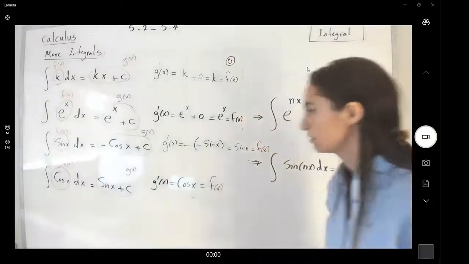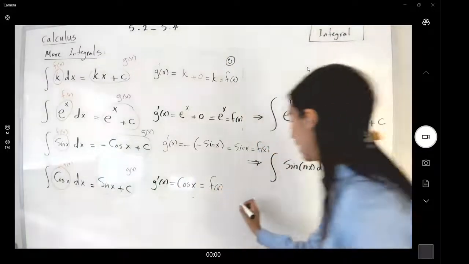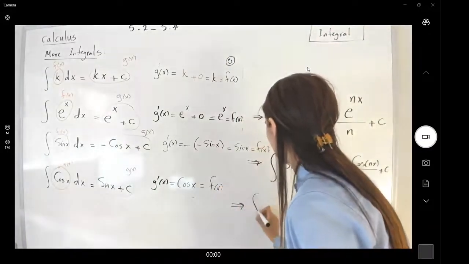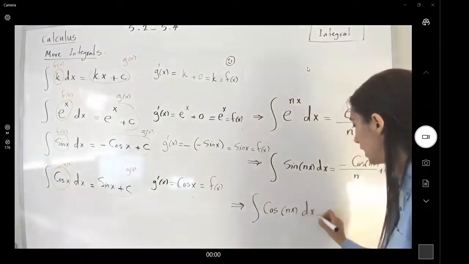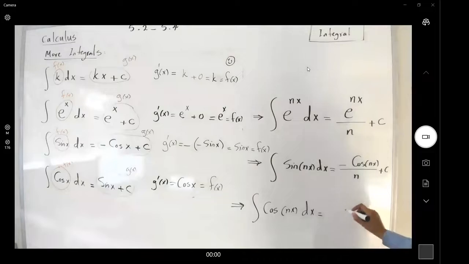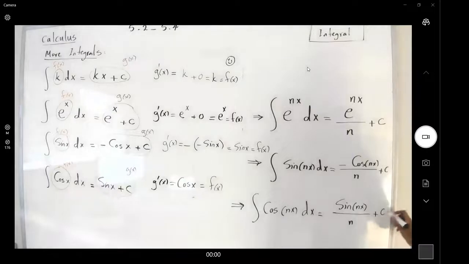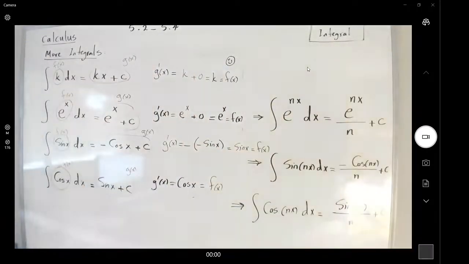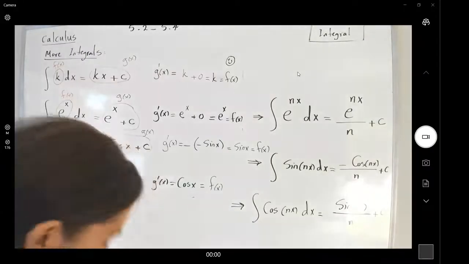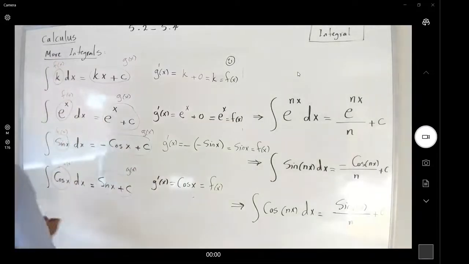So again, we can generalize this formula and have the integral of cosine n times x dx equal to sine nx divided by n plus constant c. Well, let us make it more interesting.